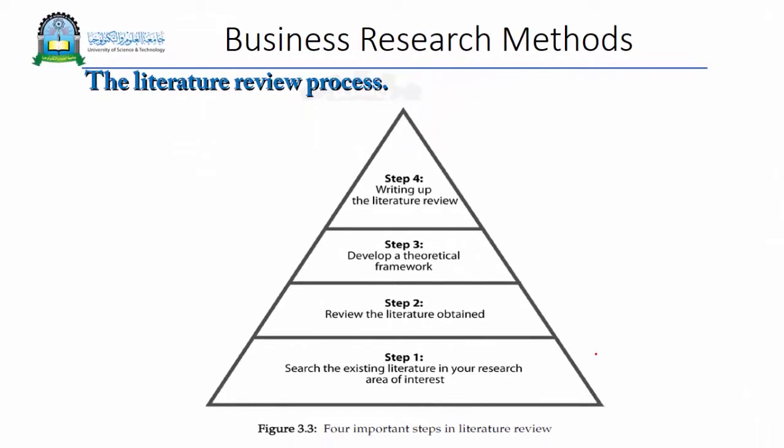The literature review process is divided into 4 steps. The first step is to search the existing literature in your research area of interest. The second is to review the literature obtained. The third is to develop the theoretical framework. And the last one is the writing up of the literature review. Mistakenly, a lot of researchers think that the literature review is only writing up the previous studies.